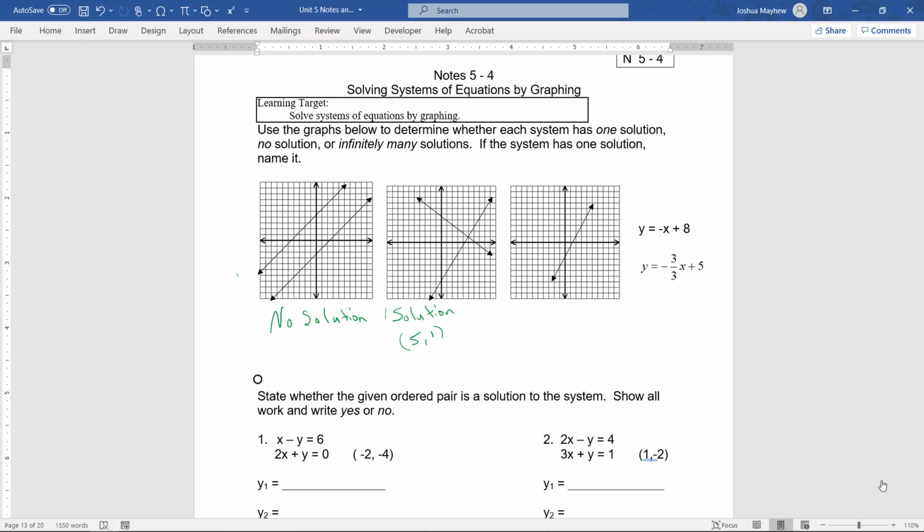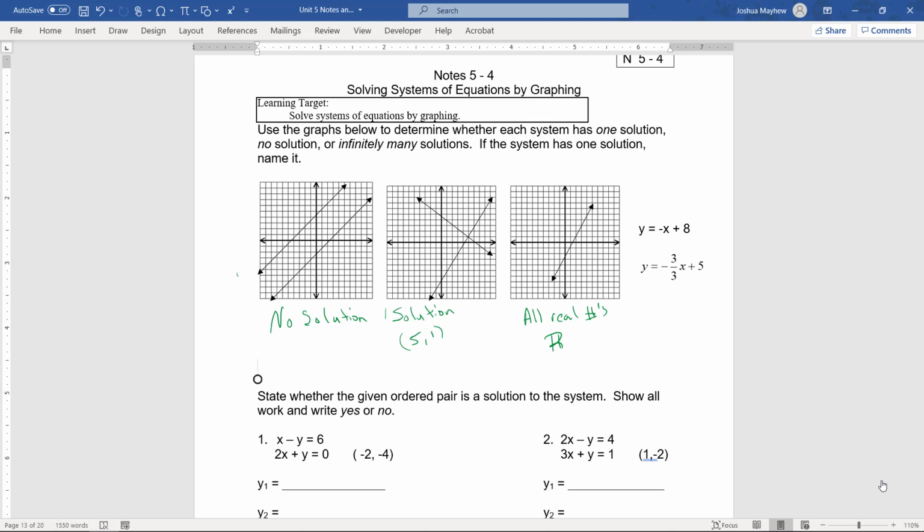Third situation, you only see one line, but there really are two lines there. Basically it's the same line. The lines are on top of each other. What that means is that they have infinitely many solutions, or all real numbers. Remember, the symbol for all real numbers is that.